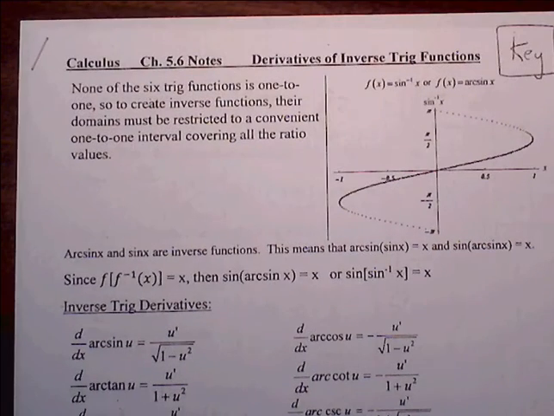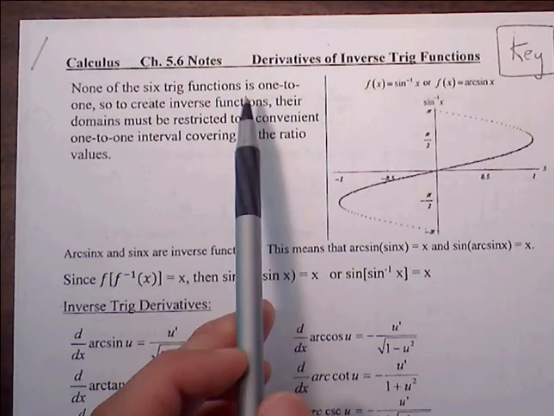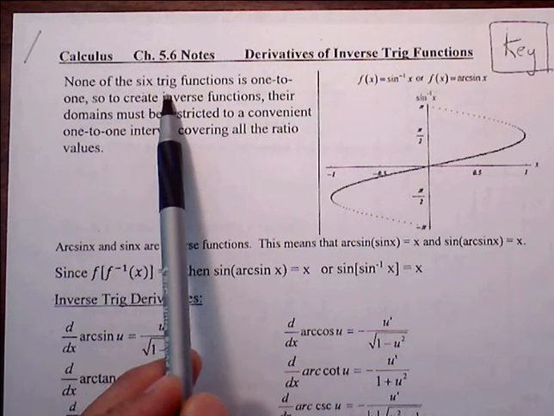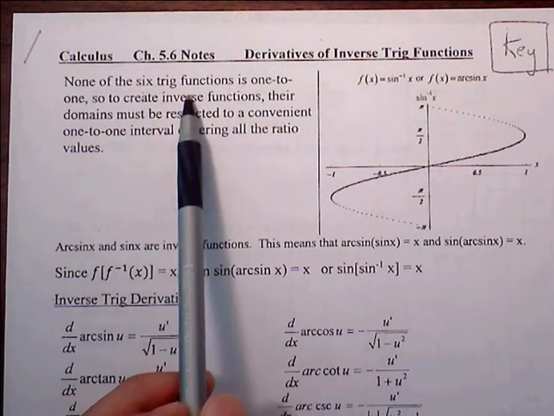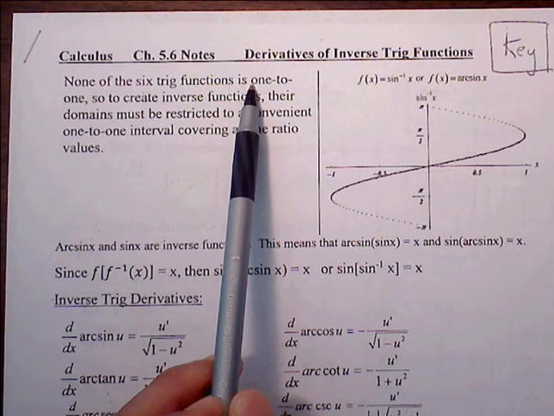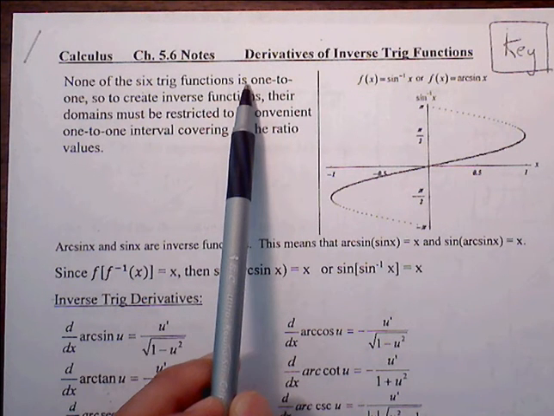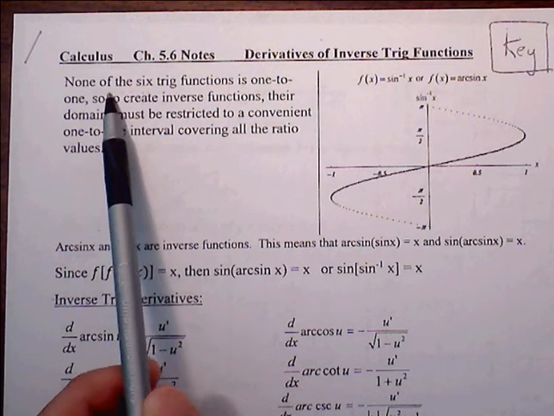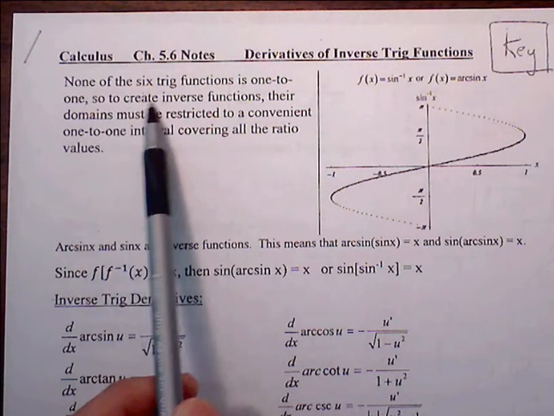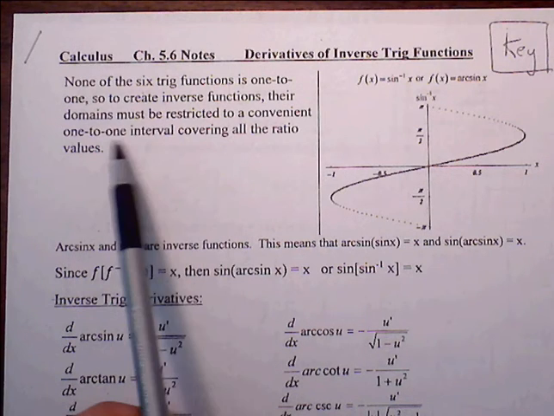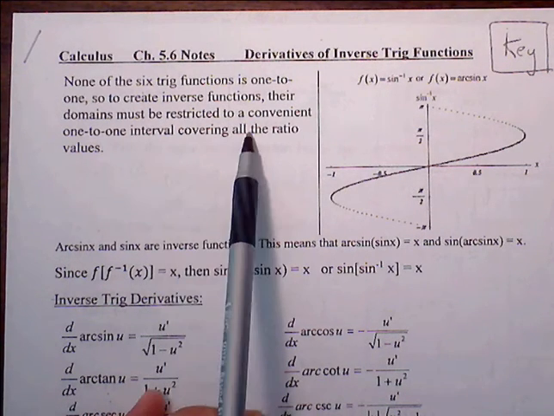This is notes for 5.6, derivatives of inverse trig functions. None of the 6 trig functions is one-to-one, meaning that they're not going to pass the horizontal line test. Not one-to-one also means that their inverses are never going to be functions on their own. So to create inverse functions, their domain must be restricted to a convenient one-to-one interval covering all the ratio values.